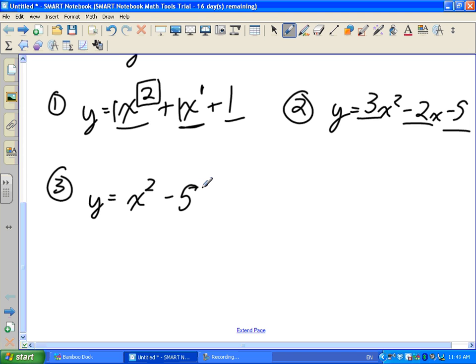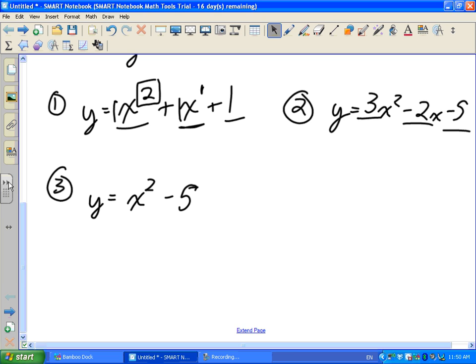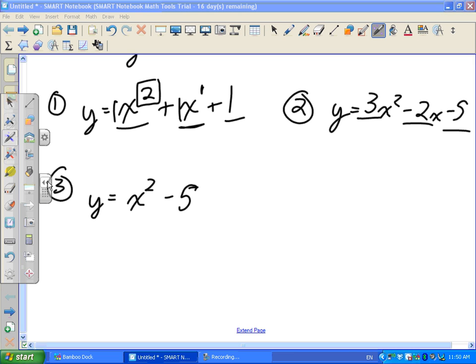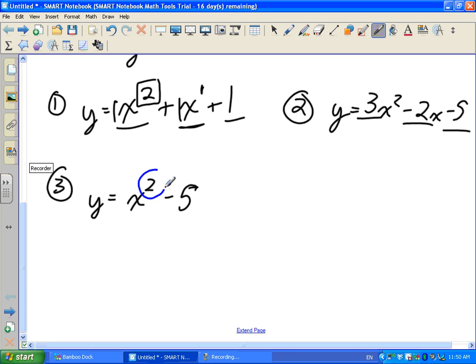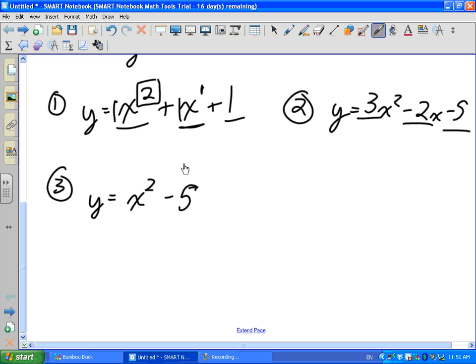Quadratic or non-quadratic? Do a vote. This is a quadratic relation. This is quadratic once again because we have a variable to the exponent of 2. As soon as we have a variable to the exponent of 2, assuming that's the highest exponent, like it is in this case, it's automatically quadratic. What is the value of A? 1. What's the value of C? Negative 5.